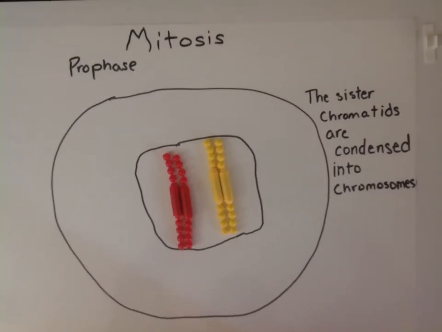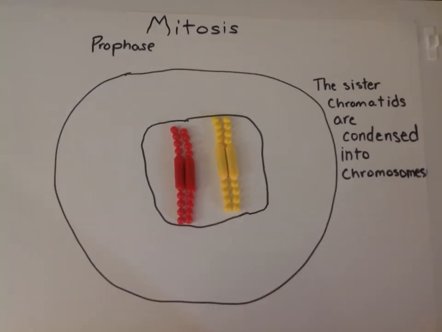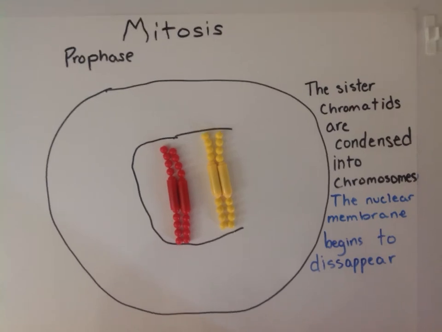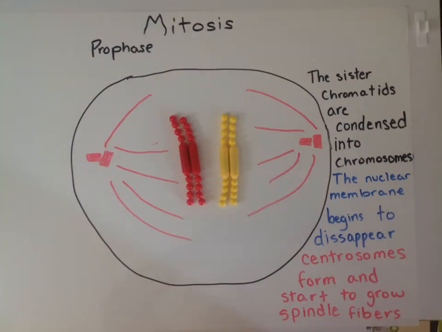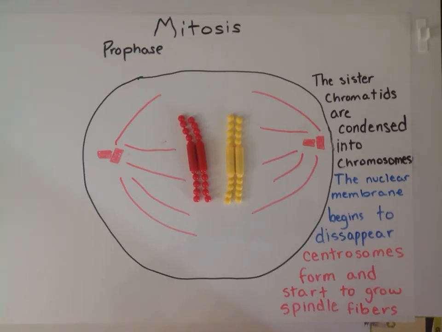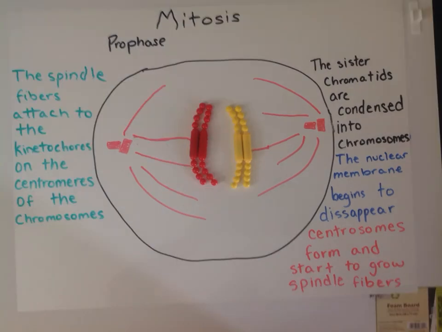Spindle fibers, which are microtubules made up of proteins, grow from the centrosomes and attach to the kinetochores on the centromeres of the condensed sister chromatids. Asters, which are the microtubules from the centrosomes, push out the cell sides, creating a larger cell.